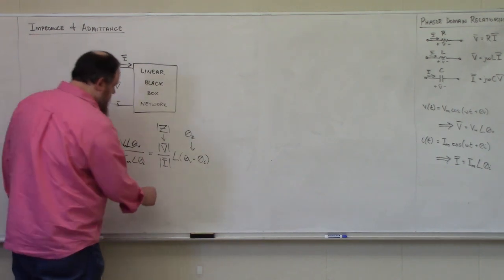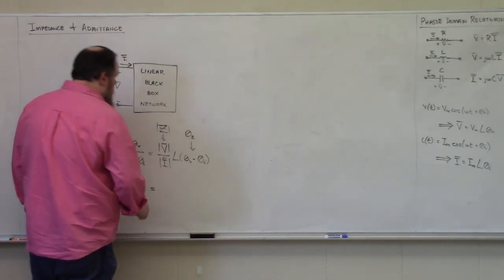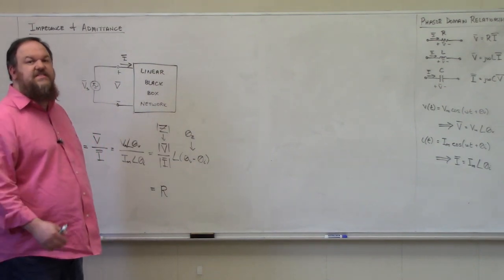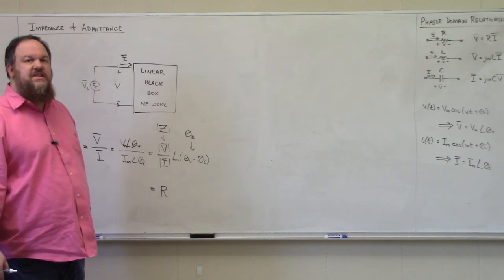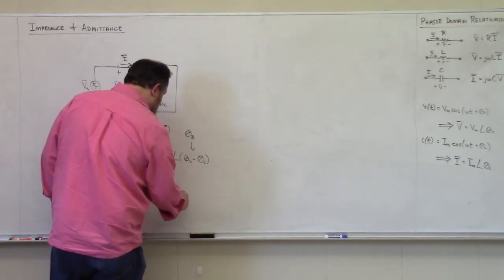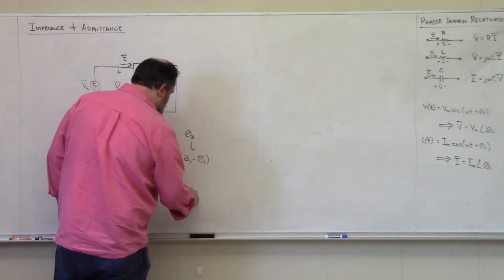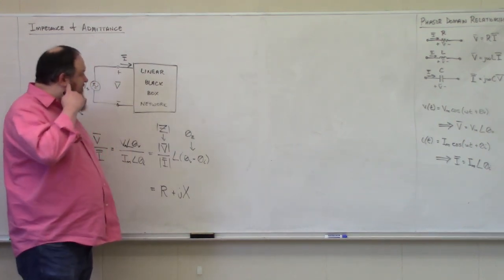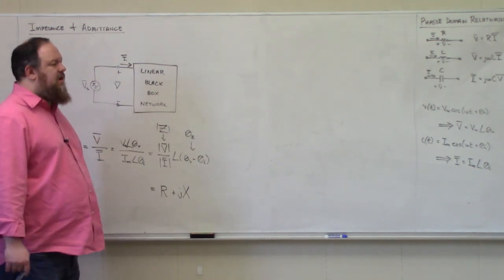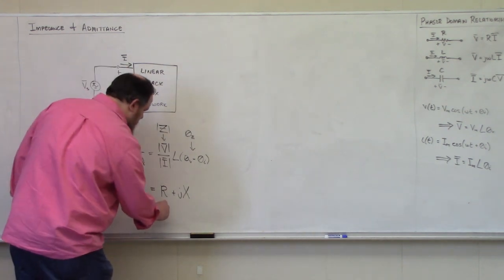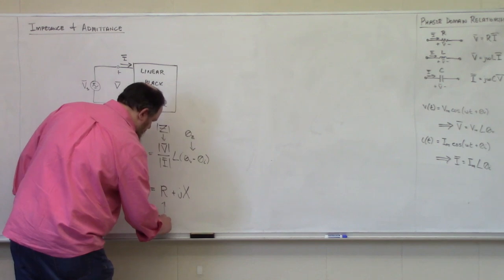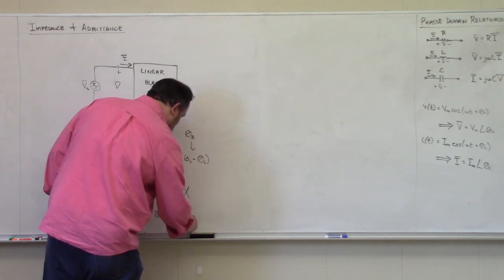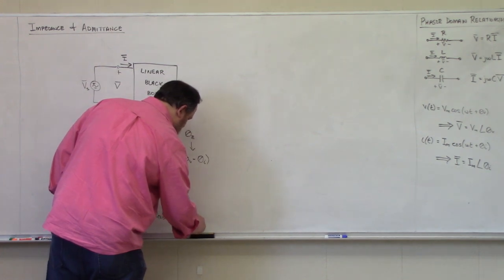In rectangular form, so this is a polar form representation, we could express this as a real part, which we're going to call R, for resistance. This is the exact same thing as the resistance that we were using in the DC portion of the class, plus jX, where X is called the reactance. And we see that reactances will occur whenever we have inductors or capacitors in our circuit. So we have some resistance, and here we have reactance.